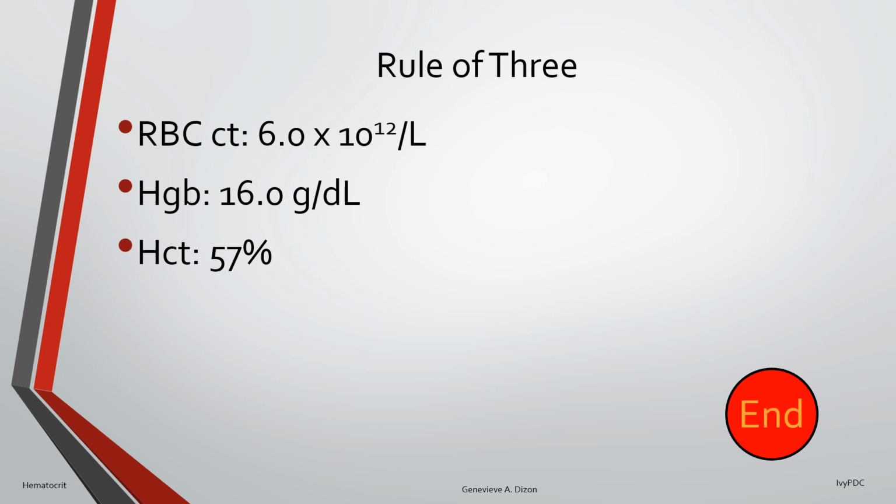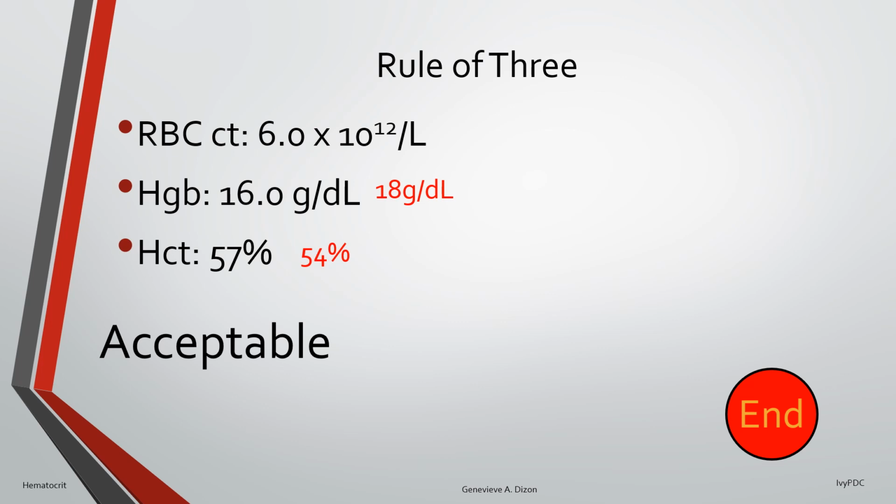Let's use the rule of 3. Red blood cell count 6 multiplied by 3, we will have a hemoglobin value of 18 grams per deciliter. And if we multiply this again by 3, we will have 54% for hematocrit. So are these values acceptable or not acceptable? The answer is that they are acceptable.